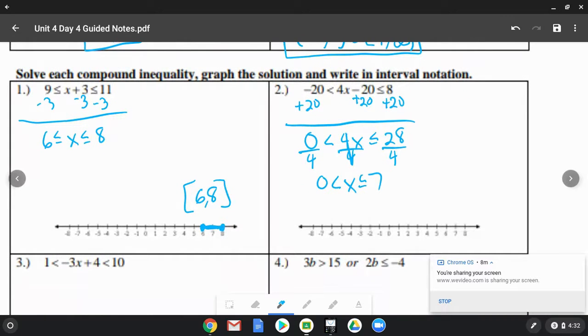So I go to 0 and I have an open circle. I go to 7, that's closed. So now my x is in between.